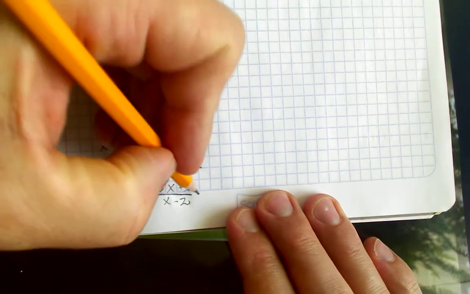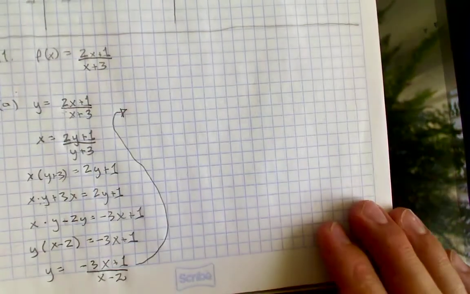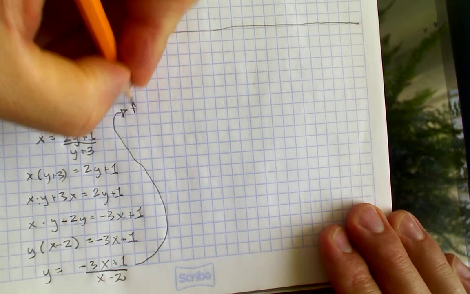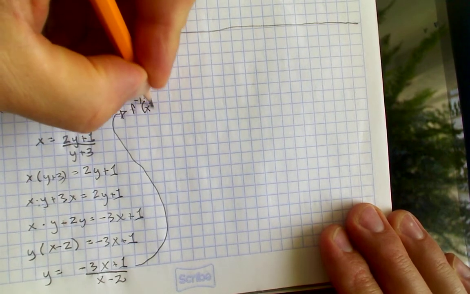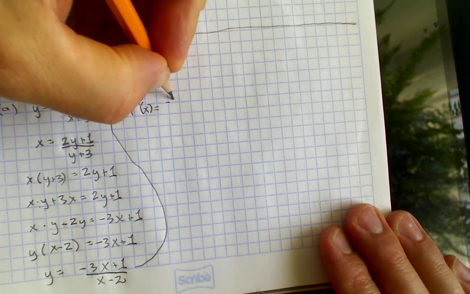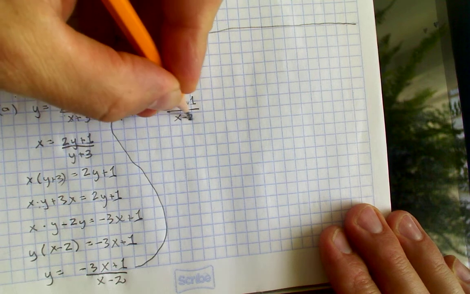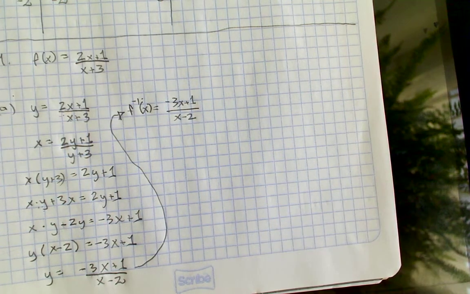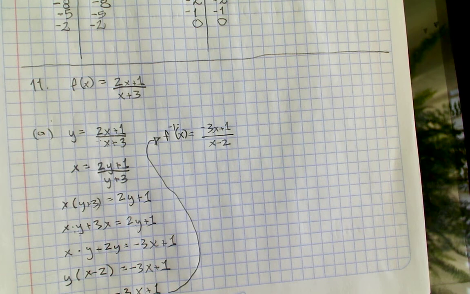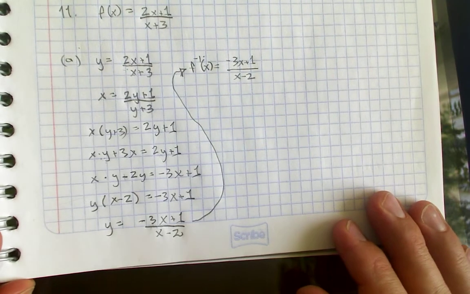And so I'm going to bring it all the way back up here, and I'm just going to write the inverse of f of x is equal to negative 3x plus 1 divided by x minus 2. So that's part A.